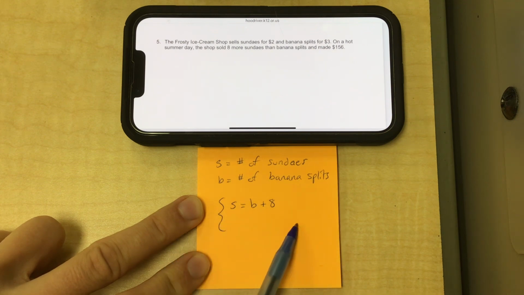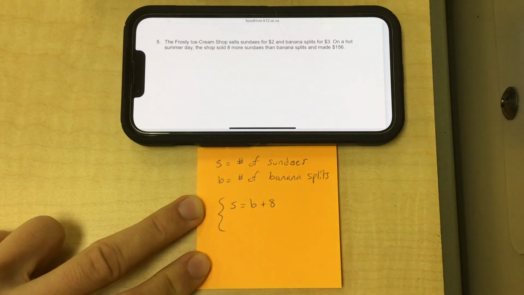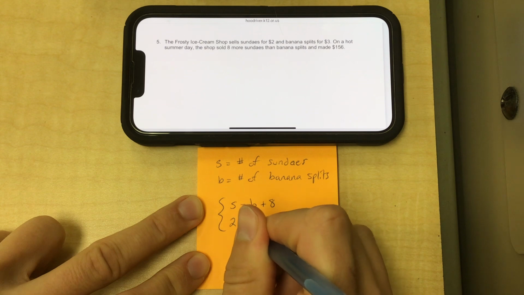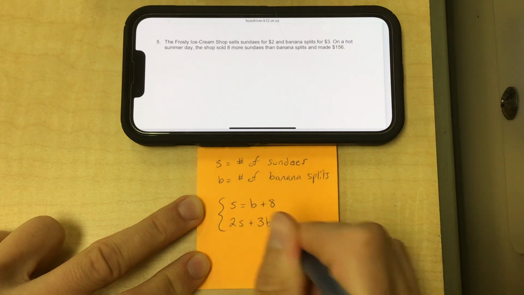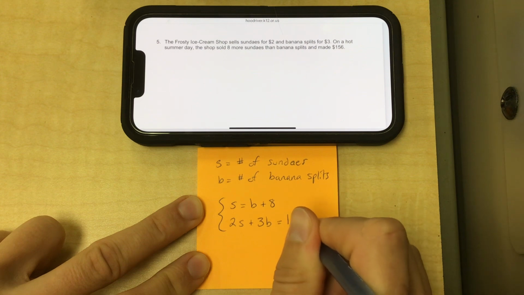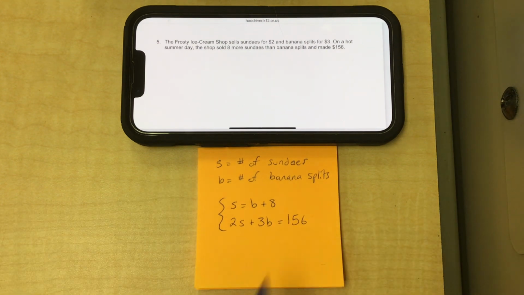Now we're going to make an equation that relates to the money. It says that they sell sundaes for $2, so that's 2S. And they sell banana splits for $3, so that's 3B. They sold that for a total of $156. All right, so we have 2 equations.